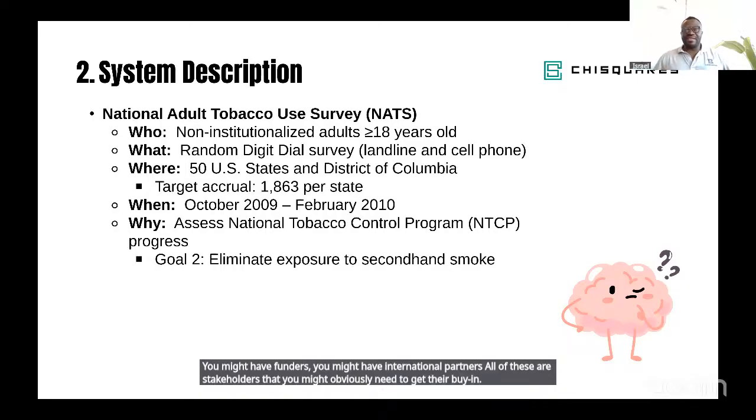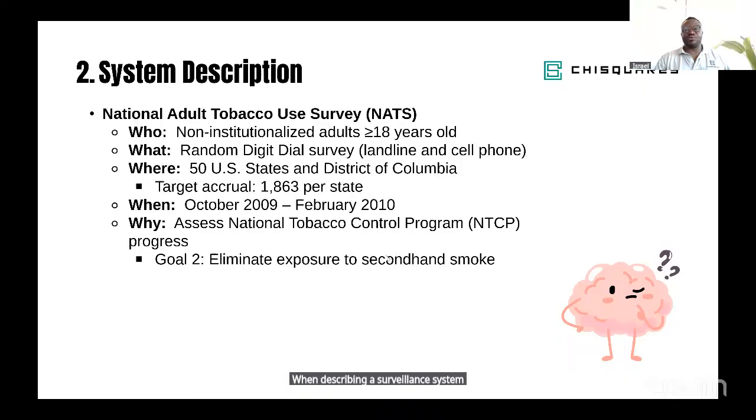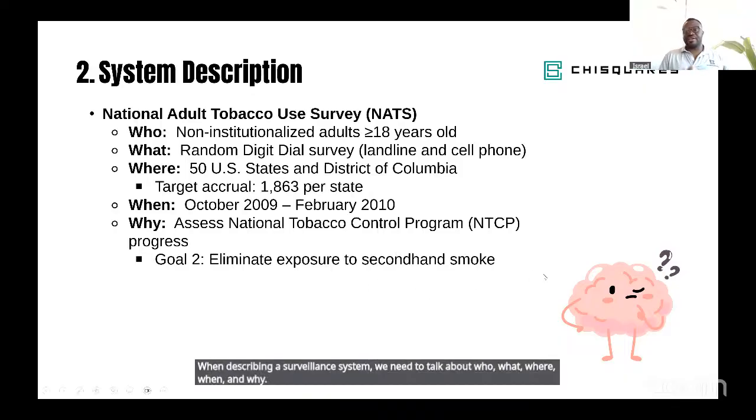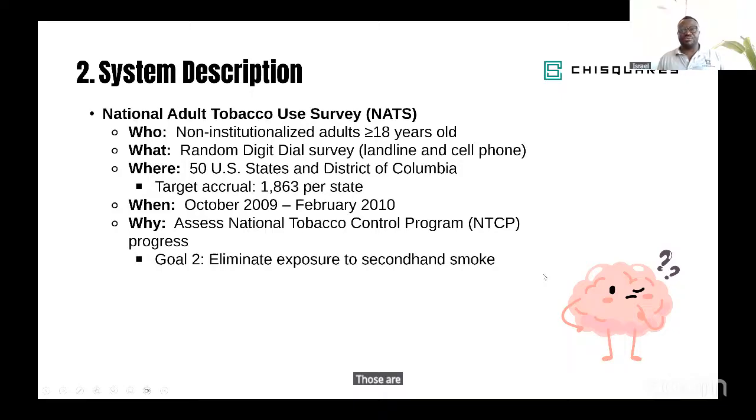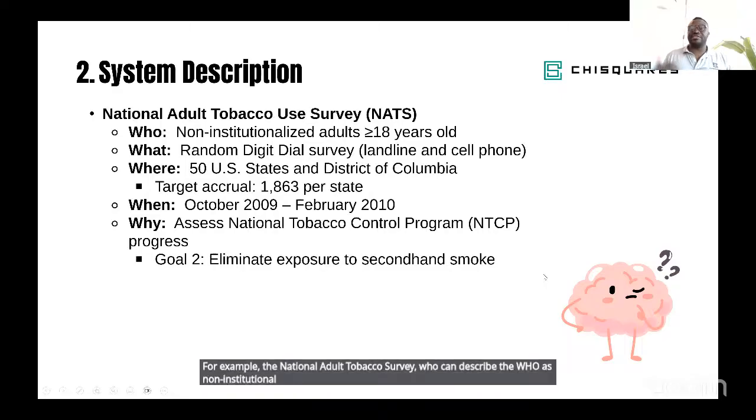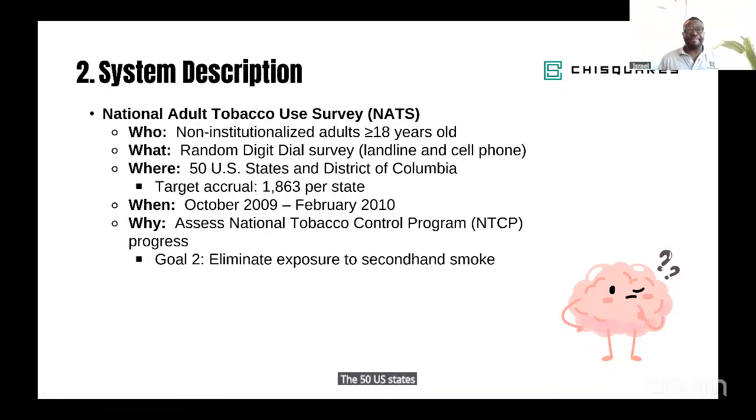When describing a surveillance system, we need to talk about who, what, where, when, and why. Those are standard descriptions that we use to capture or describe surveillance systems. For example, the National Adult Tobacco Survey, we can describe the who as non-institutionalized adults aged 18 years or older. The what describes the methodology used to capture the individuals or the mode of data collection. You also have to describe where data collection is occurring. In this case, the 50 US states and the District of Columbia.